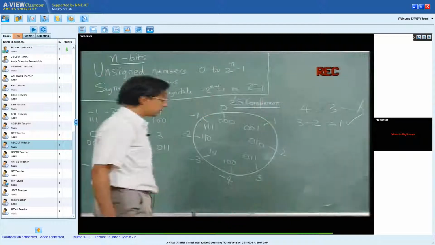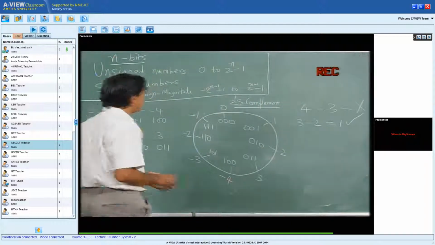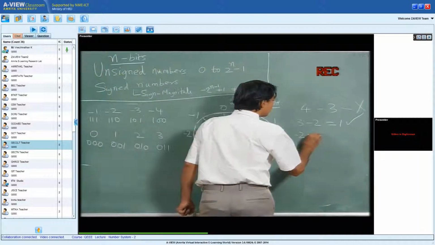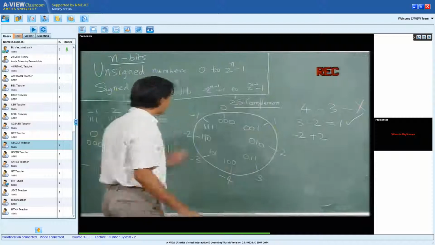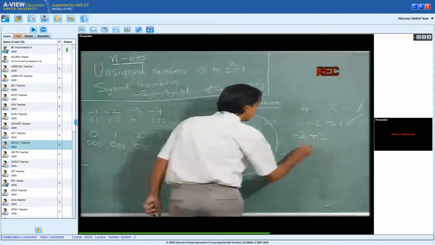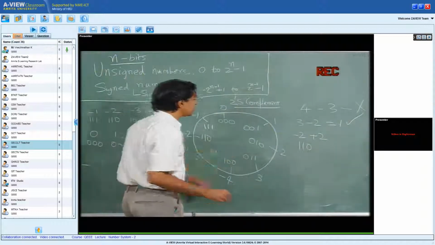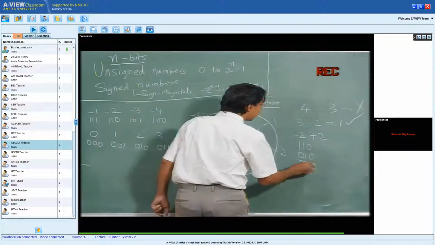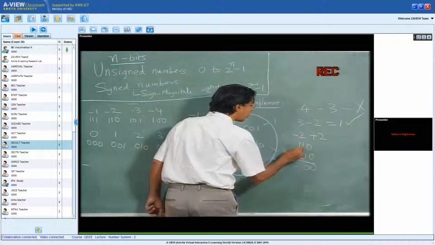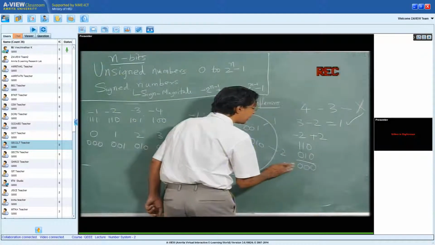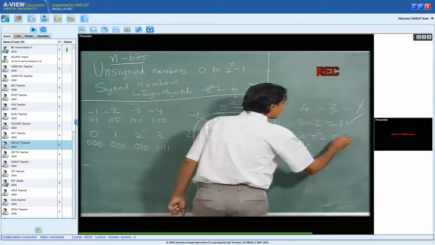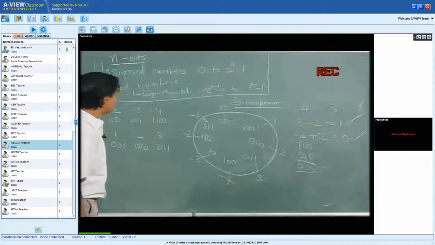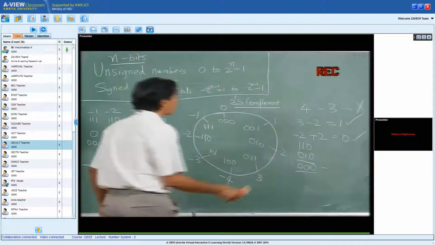Let me do, say, minus 2 plus 2. So representation of minus 2 is 1, 1, 0. Representation of plus 2 is 0, 1, 0. So add this, I get 0. 1 plus 1 is 0, carry is 1, 1 plus 1 is 0, carry is 1, carry goes. So the answer is 0. Let me do minus 2 minus 1.